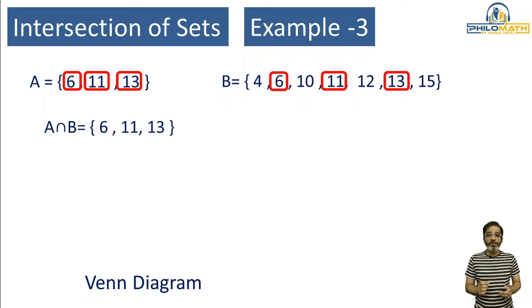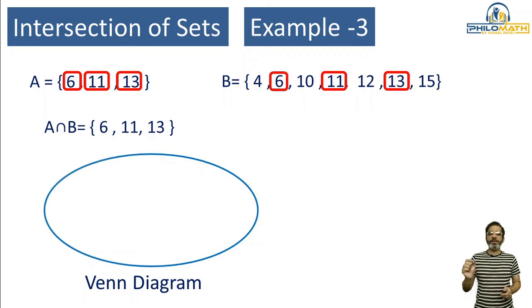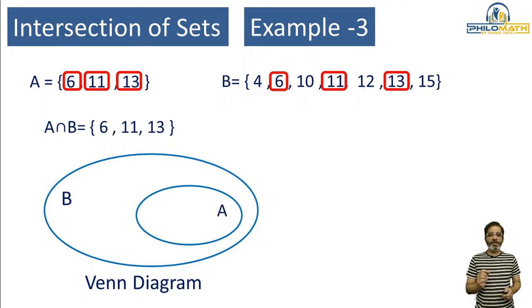Now students, before we draw the Venn diagram, understand the example very properly. What are the common elements? 6, 11 and 13. So can I say that all elements of set A are present in set B? An easier way to say it is that set A is inside set B. So when I draw the Venn diagram, the outer diagram is for set B and the inner diagram is for set A. Why? Because set A is inside set B. The elements inside are 6, 11 and 13, and the remaining elements from B, I'm going to write outside A, that is 4, 10, 12 and 15.